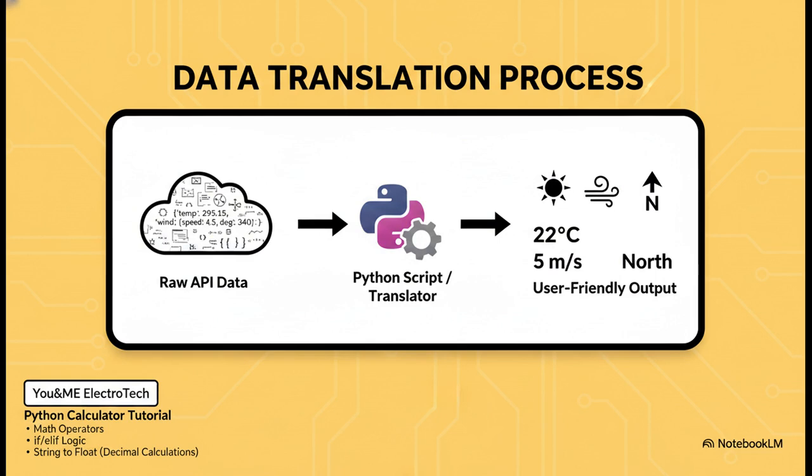For instance, by sending a city name to the OpenWeatherMap API, our app pulls raw weather data, translates complicated meteorological coordinates, and formats it into something highly readable, like turning raw numbers into simple wind directions like north or southeast.